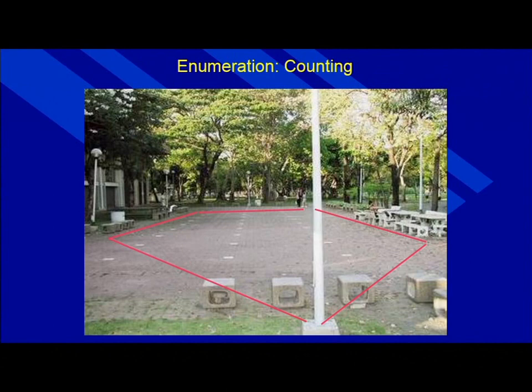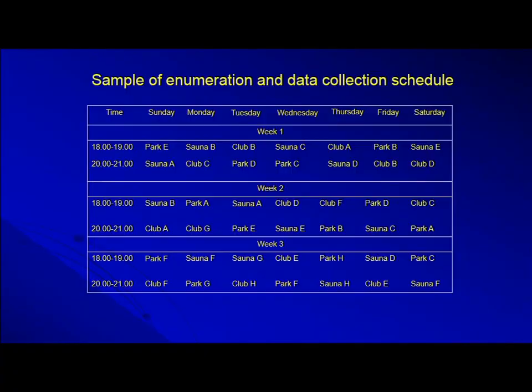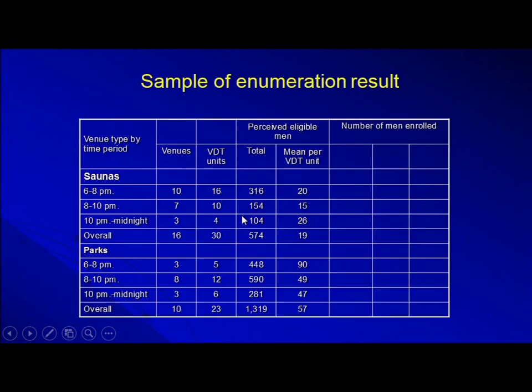So what we first do is enumerate. Basically we draw an artificial line, and when people cross the line, they're counted on a little counter by the field workers, to have an impression of how many people come there at different times and on different days of the week. So we get a schedule looking more or less like this, a set of enumeration and data collection schedules. We have parks, saunas, clubs, etc., where we go to enumerate, and later also to collect the data.